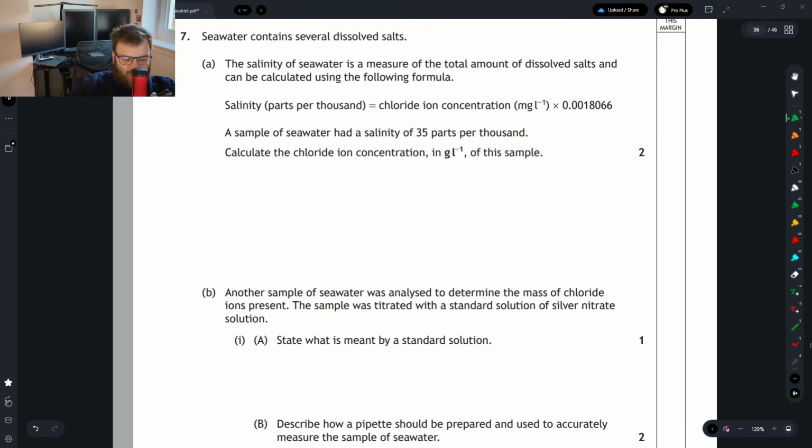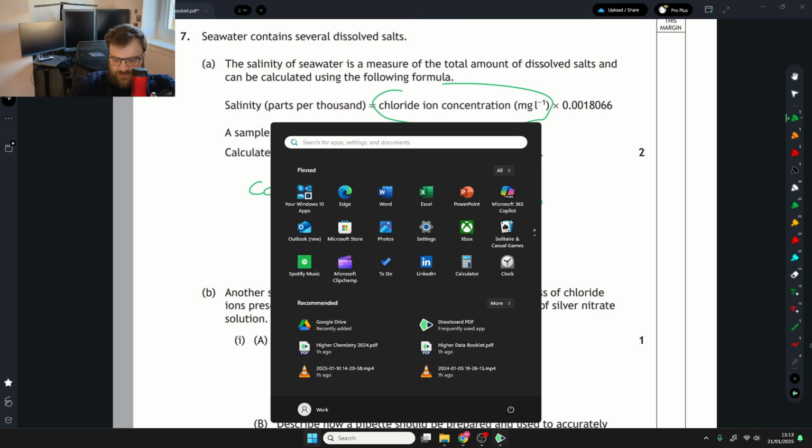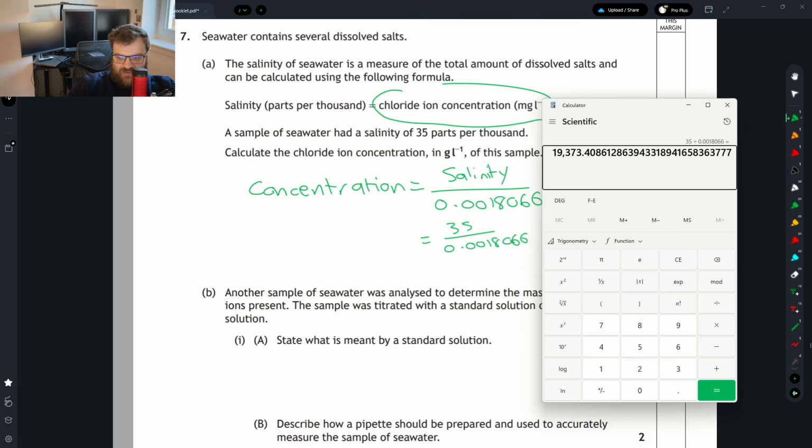We're not expected to know this, but we are asked for the concentration. Well, if salinity equals concentration times 0.001866, then concentration equals salinity divided by 0.001866, which for us is 35 over 0.001866. That gives us 19373.